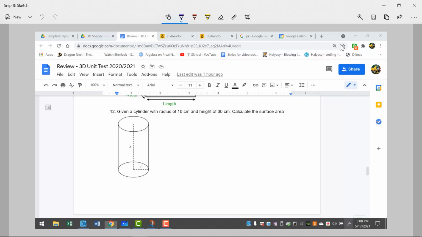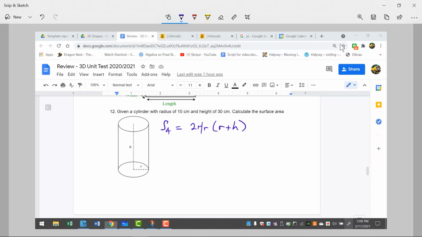Okay, so in terms of the surface area of a cylinder, we will have 2 pi r, and then r plus h. Okay, so 2 pi r times r plus h, right?